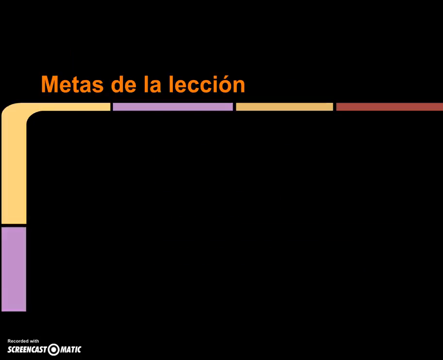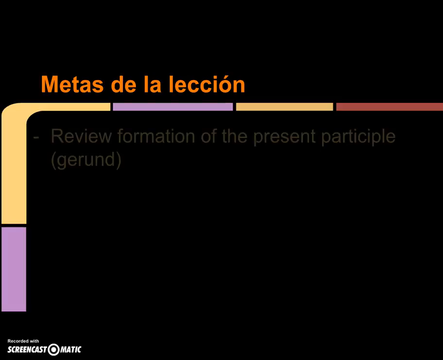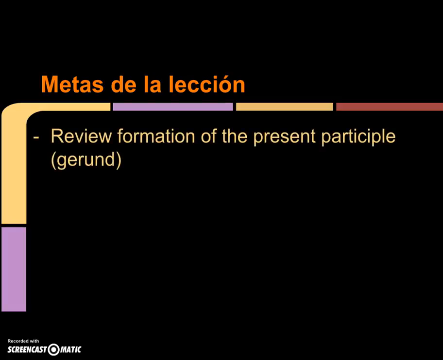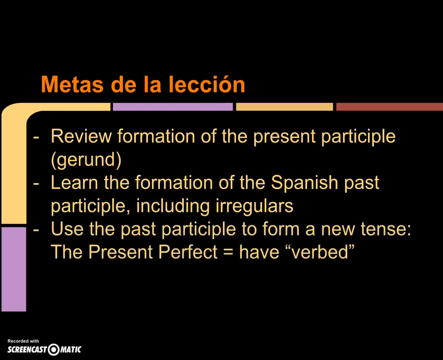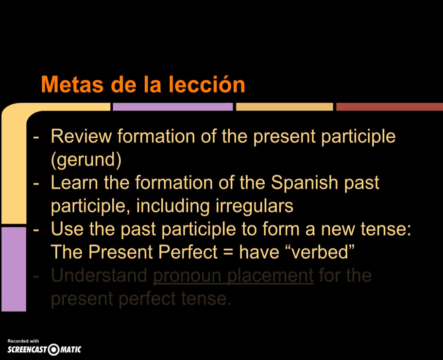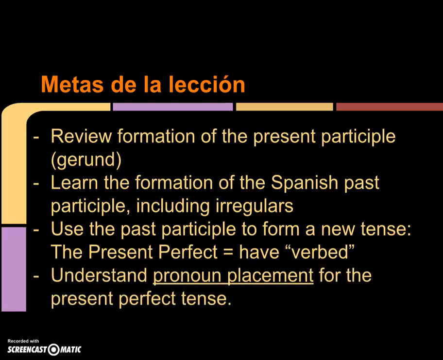So here are our goals. Metas are goals for the lesson. Our first goal is to review the form of the present participle, which is a gerund. You've seen it a lot, so I'm going to point that out to you. And then we're going to learn the formation of the Spanish past participle. There are some irregulars when we form the Spanish past participle. And then we will take that past participle and combine it with another verb, and that will create a new tense called the present perfect, "have verbed." And we will then have to talk about pronoun placement for the present perfect tense. So if we have a direct object pronoun or an indirect object pronoun or a reflexive pronoun, we have to know how to handle those with a compound tense.